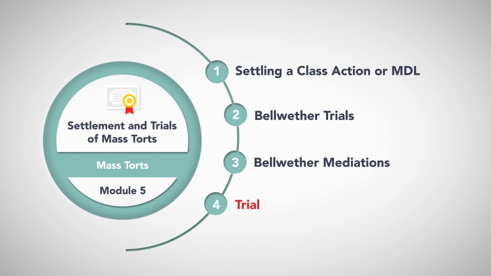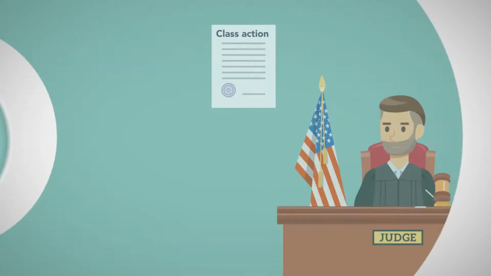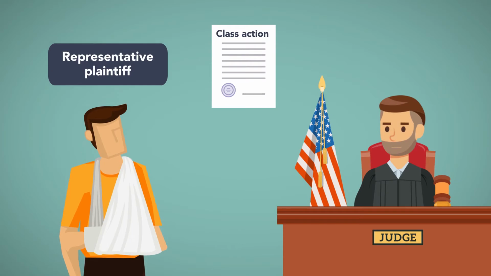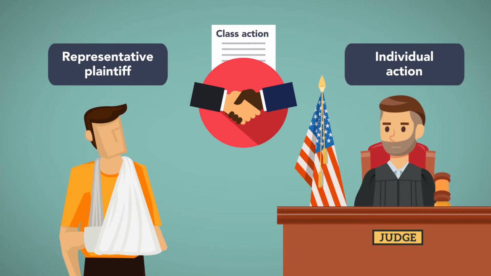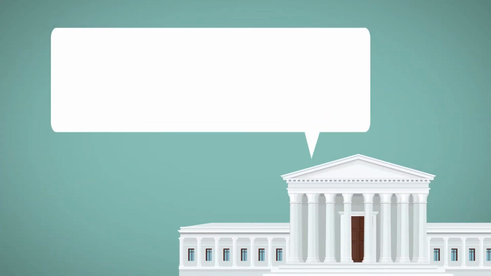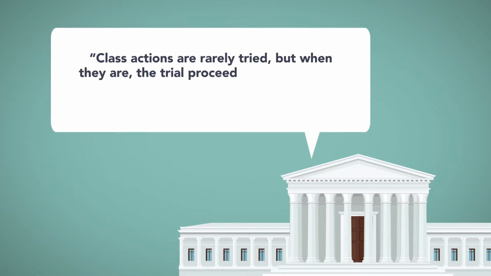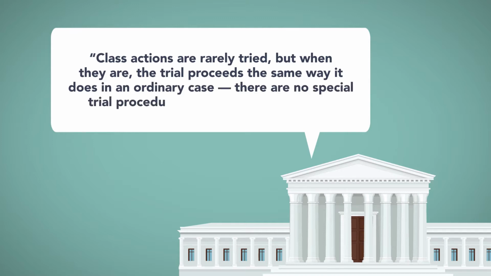Trial. If a class action must go to trial, the representative plaintiff for the class will present the case for all class members, and that one trial will bind all members of the class. That trial is very similar to the trial of an individual action. As one federal appellate court has explained, class actions are rarely tried, but when they are, the trial proceeds the same way it does in an ordinary case. There are no special trial procedures for class actions as such.